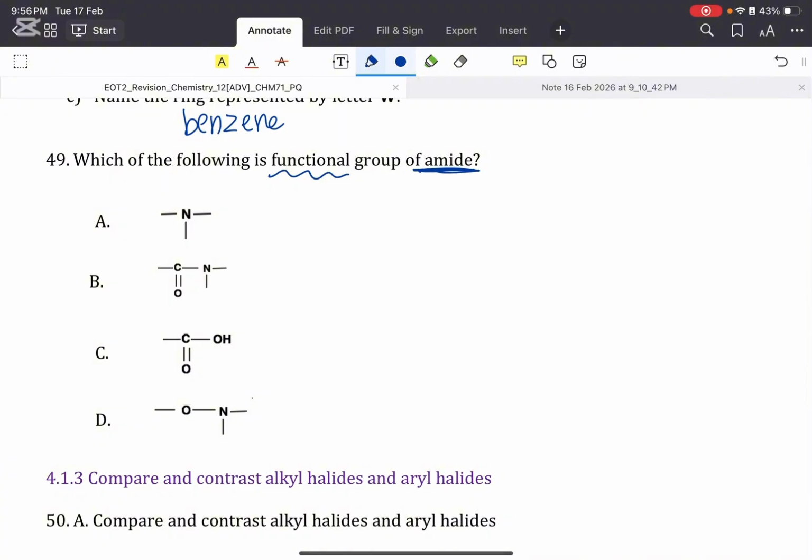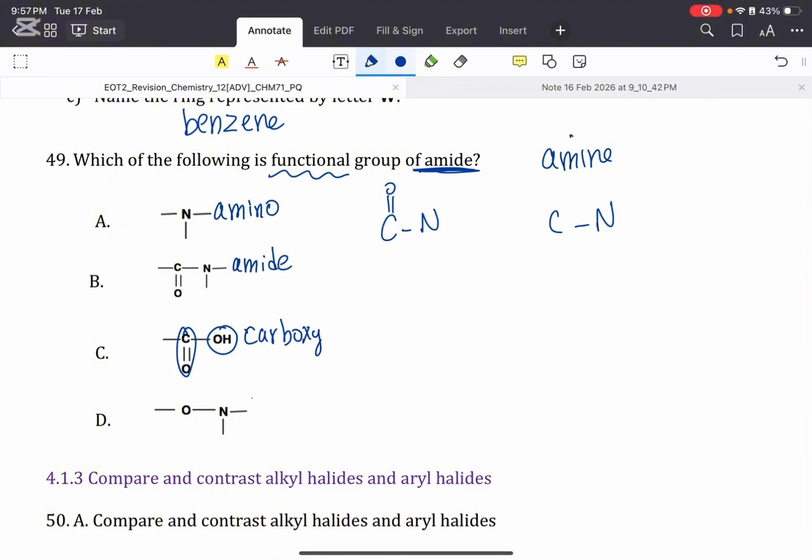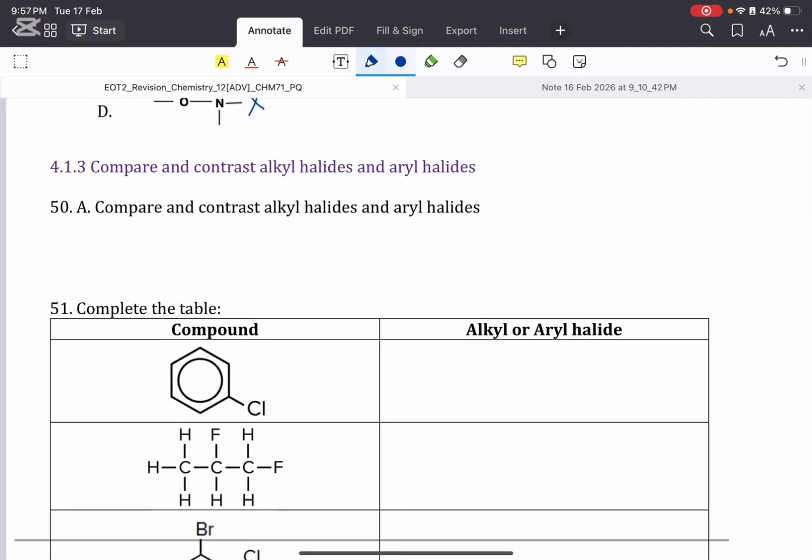Now, which of the following is a functional group of amide? Usually the students, they get confused between amides and amine. Amine is just a carbon with nitrogen. There is no double bond over here. So that is the functional group called amino. That is the functional group called amide. This one is a carbonyl and hydroxyl, like I told you. So this functional group is carboxyl. This one, we did not learn it. Actually, there is no such thing.